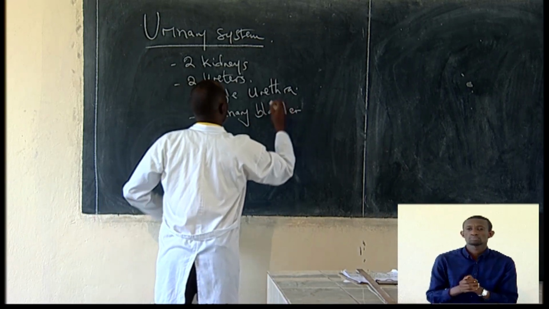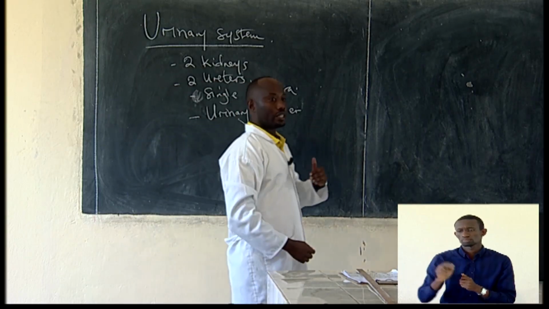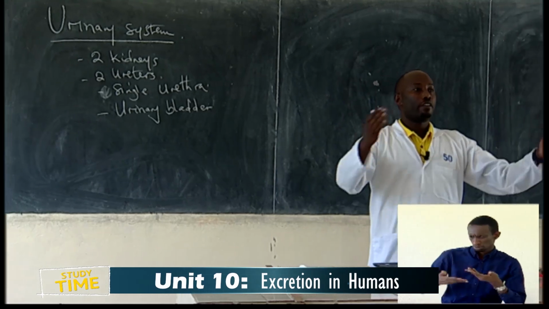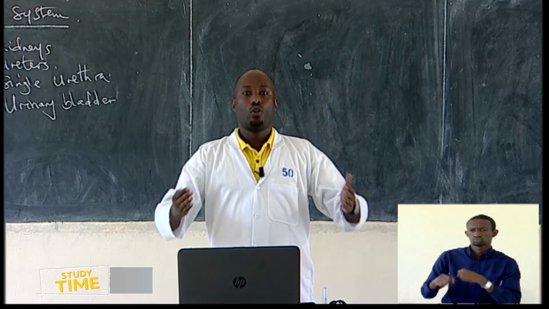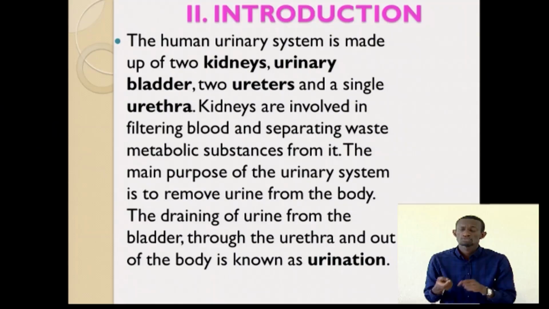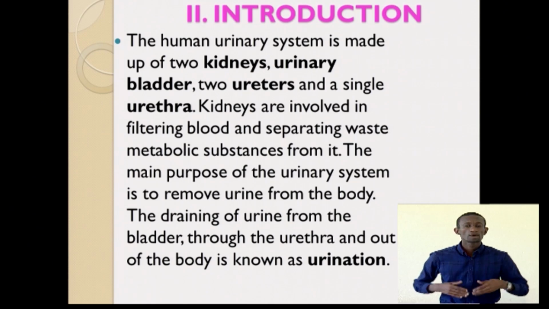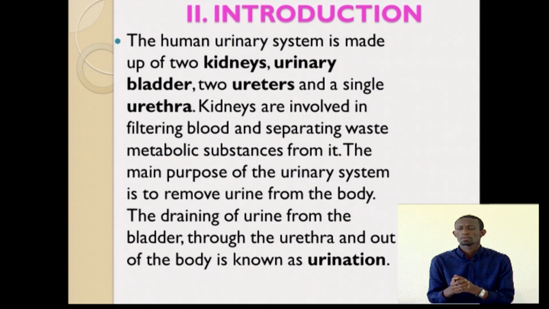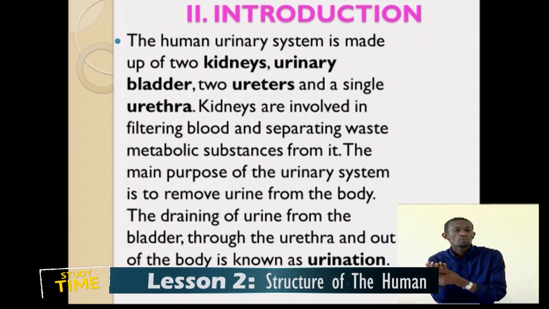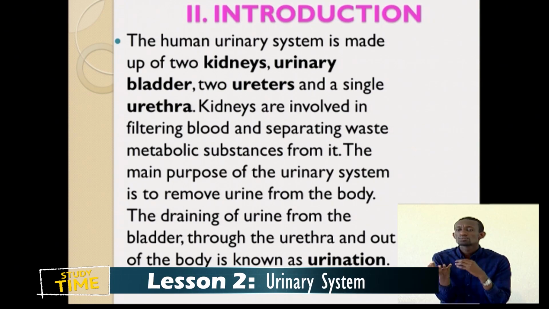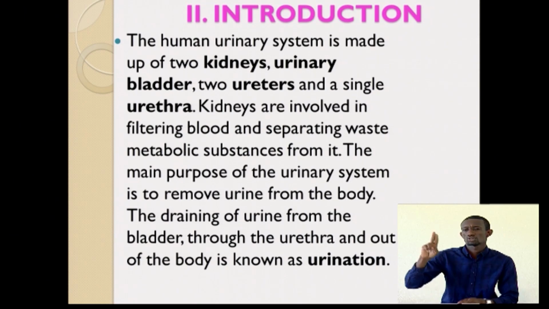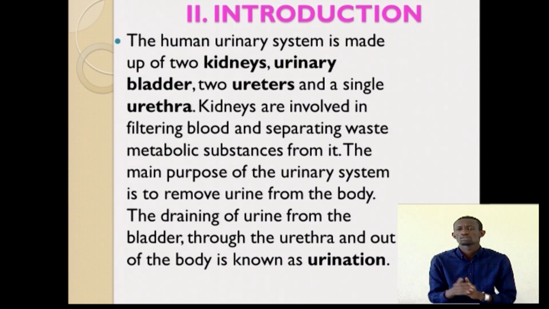So we're going to talk about these parts. We're going to discuss how the kidney acts as an organ for excretion, an organ for removing waste products from the body. We said the kidneys are involved in filtering the blood and separating the metabolic substances from it. These waste products, for example urea and uric acid, have to be removed from the blood.